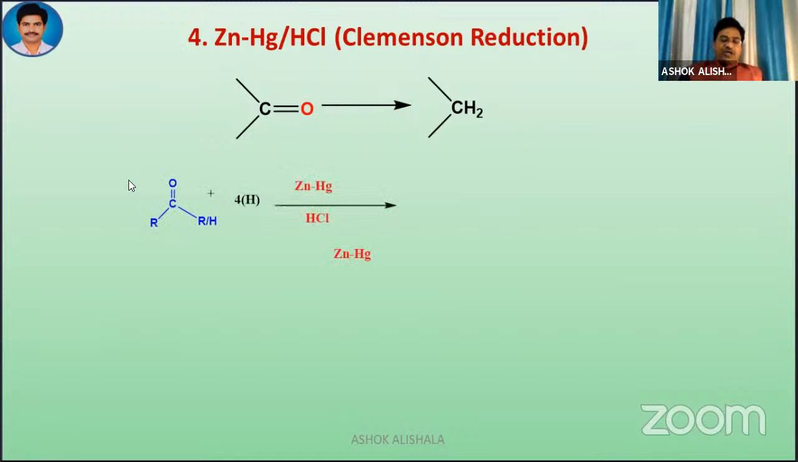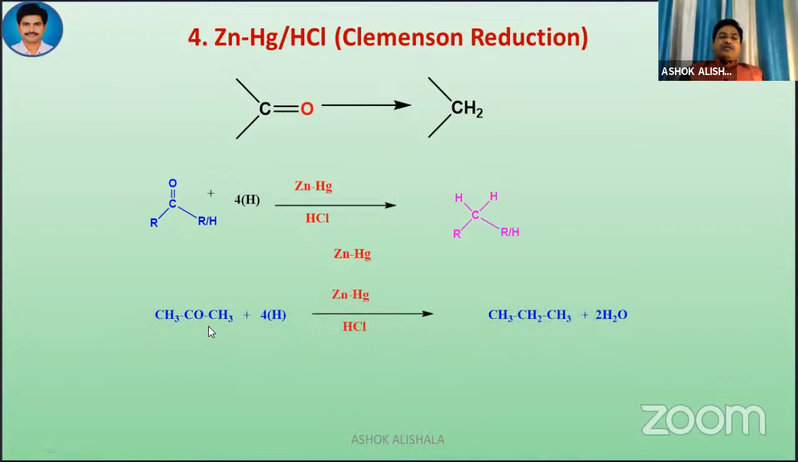For example, if you see this one, this is an aldehyde or ketone. If you write hydrogen, it is an aldehyde. If R is there, that is going to be the ketone. When treated with this Clemmensen reagent, you will get the alkane. That is, C double bond O converts into CH2. Now let us take an example. The acetone molecule, when it undergoes Clemmensen reduction, the C=O converts into CH2. That is going to be propane formed.